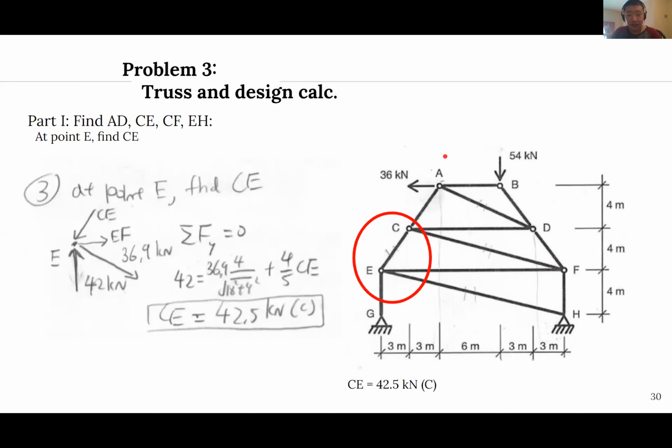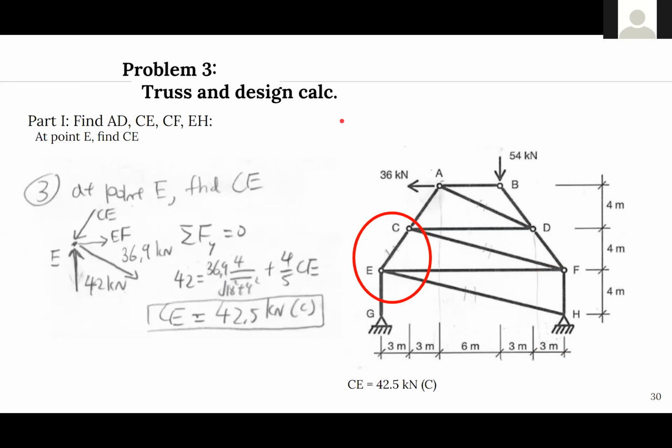Then specifically looking at point E, similar to point H, because CE has a vertical and horizontal component and EF only has a horizontal component, by taking the sum of all forces along the vertical direction, you only have one unknown, which is the vertical component of CE, and you can find out that CE is specifically 42.5 kilonewtons in compression.